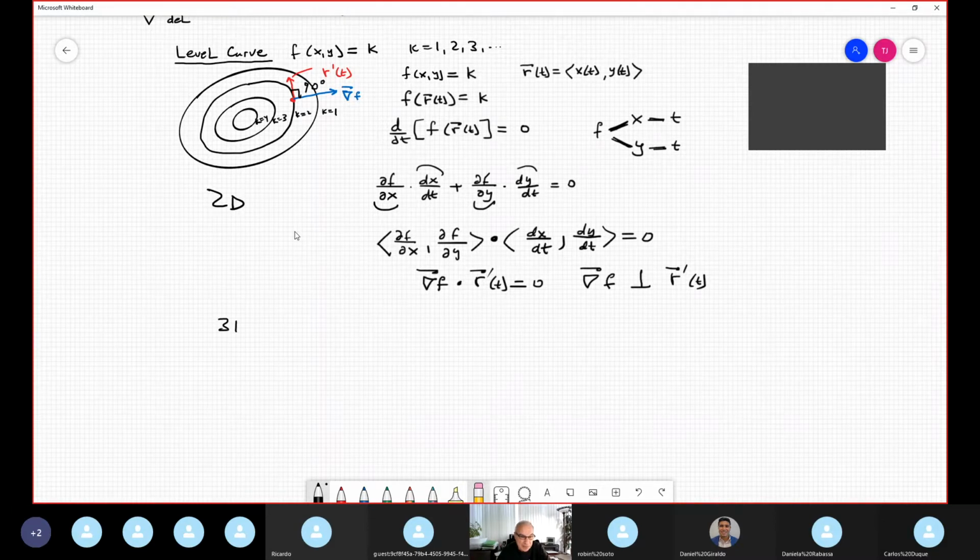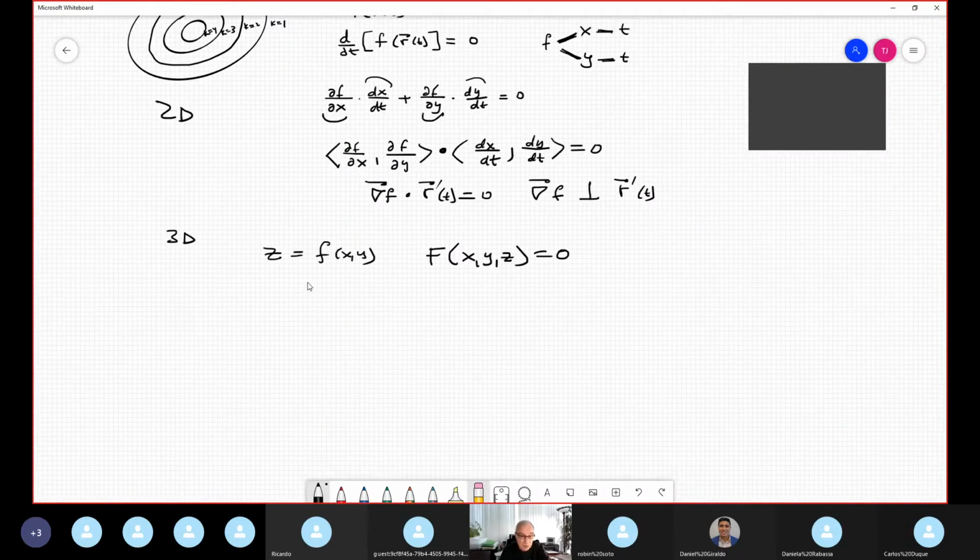Suppose in 3D, it is a little bit more complicated. One possibility is that you suppose the function is not like that, z equal f of x, y, and you express it as an implicit function, like that: F of x, y, z equal to 0. This is relatively easy, because, for example, if you move the z to the other side, you have f of x, y minus z equals 0, and you consider that this is the capital F, implicit.